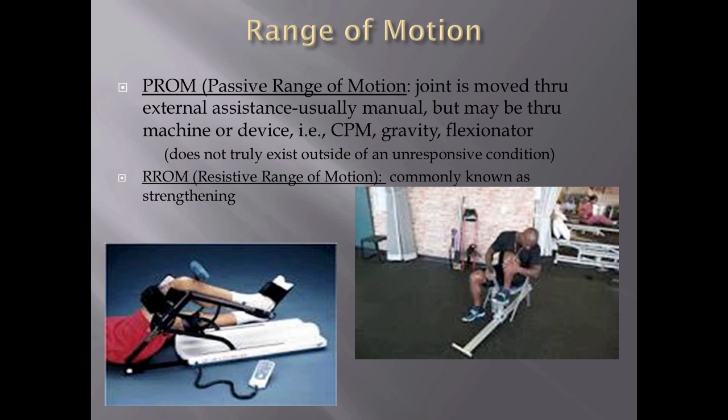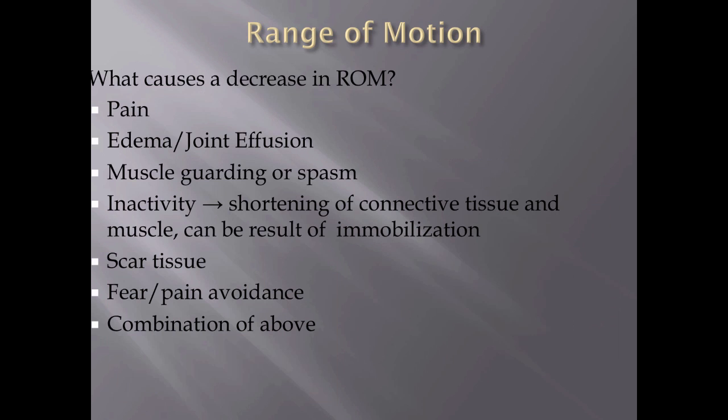And then lastly, we have resistive range of motion, which we commonly just call strengthening. So what could cause a decrease in range of motion? It can be one or a combination of any of these things.